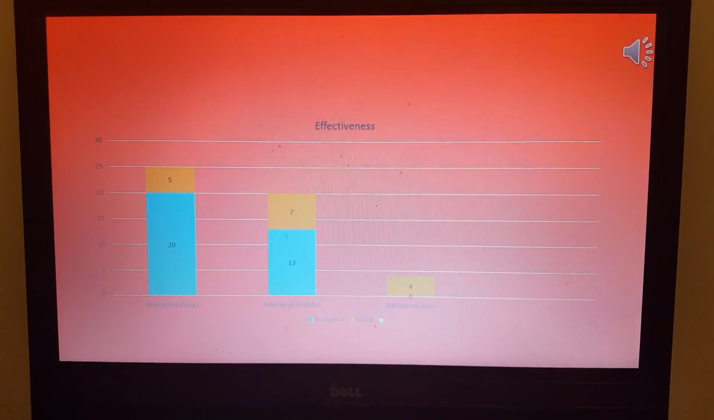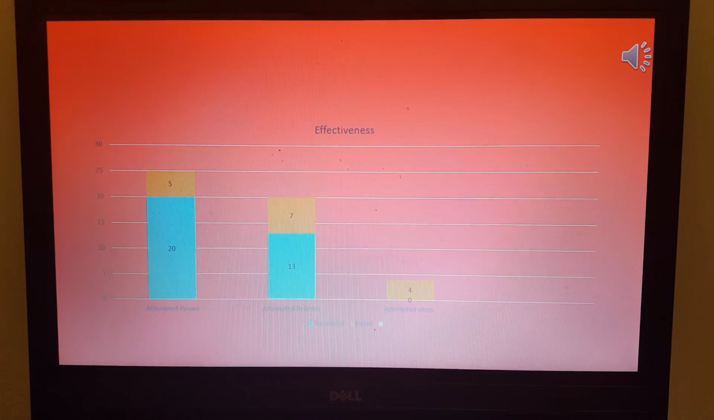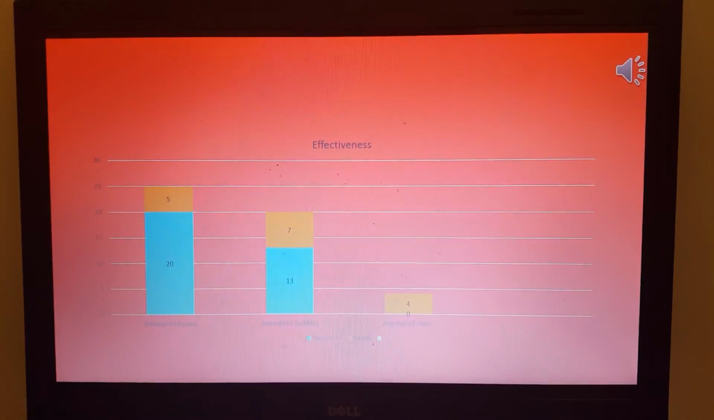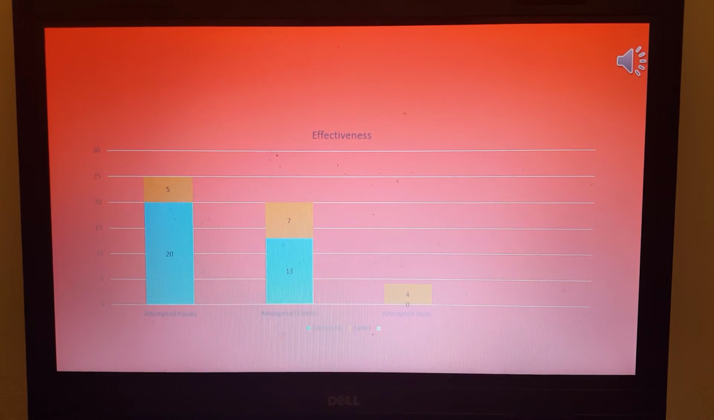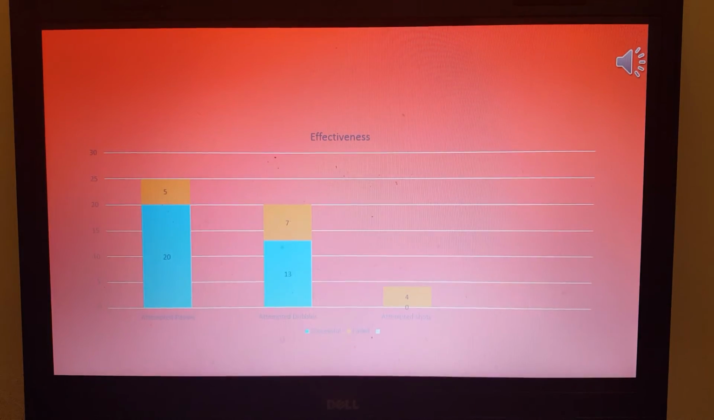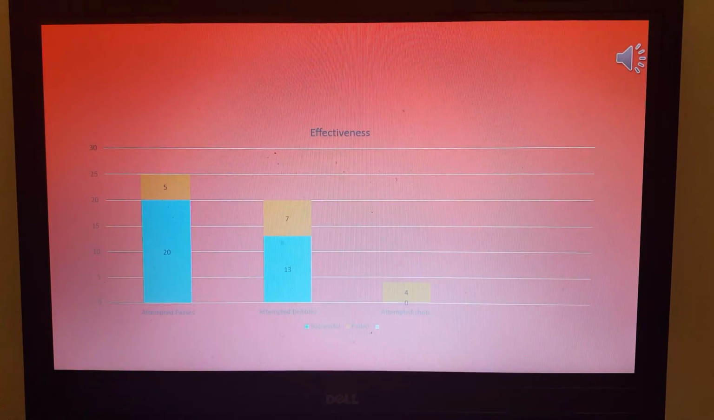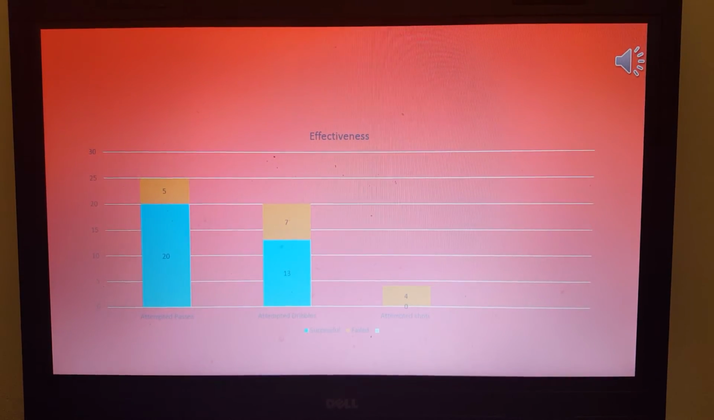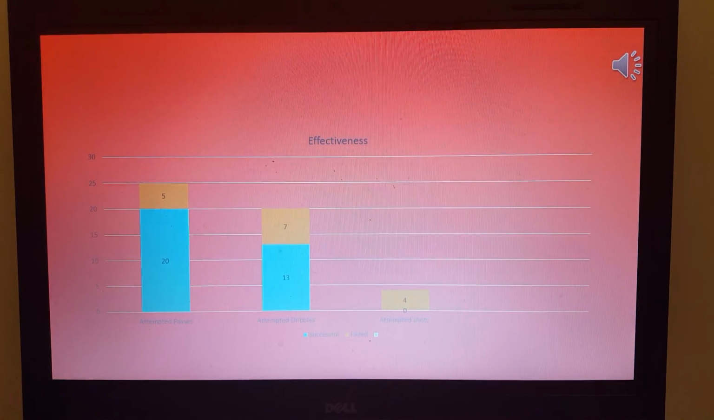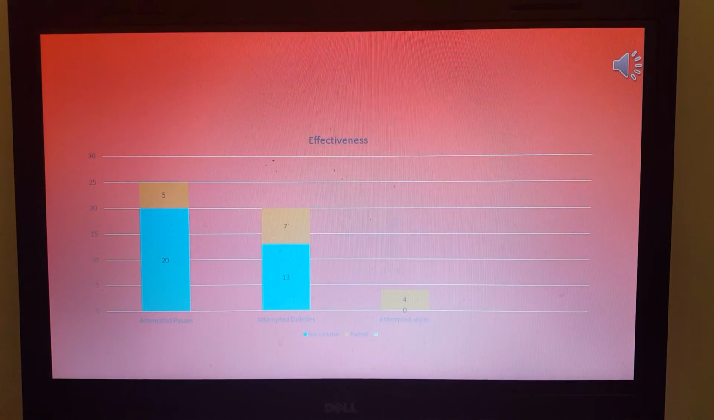Attempted dribbles. 13 successful attempted dribbles and 7 unsuccessful. Now, when we say successful or unsuccessful, with this one we mean when he lost the ball. So out of the 20 dribbles that he attempted, 7 times he lost the ball, which for me is probably not a great record.